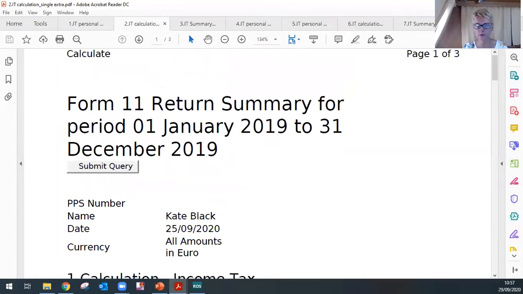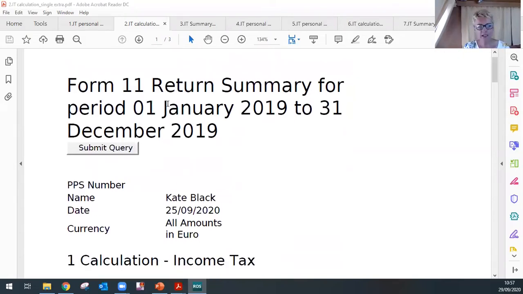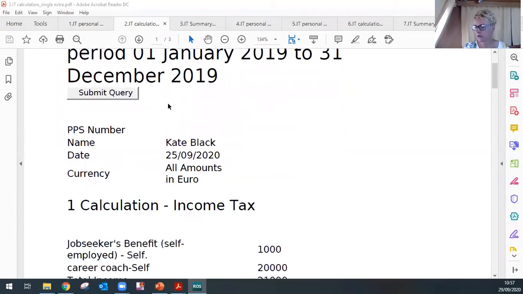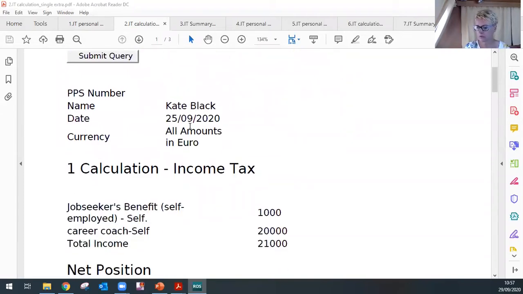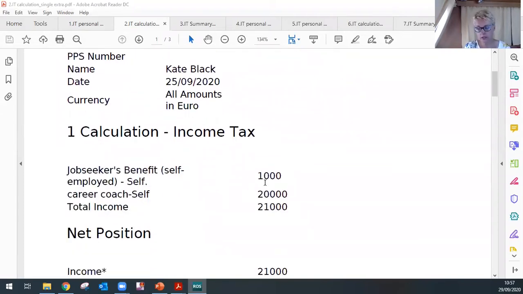It's not possible to run the calculation on fake PPS numbers. So that's the calculation. It's exactly what you would see in the system. It's just on the PDF and the PPS number is removed. So it relates the summary of all the details entered.